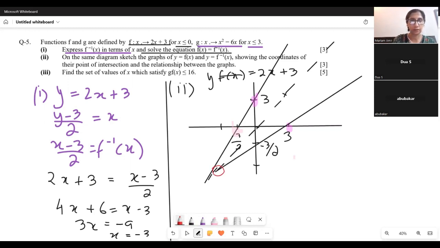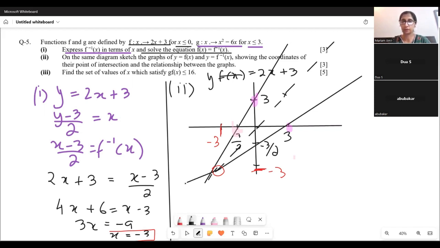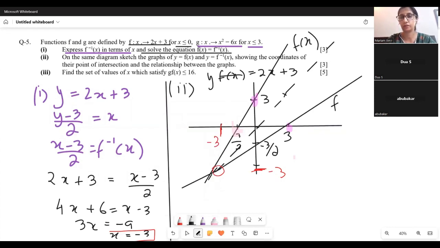Fx equals gx का हमारा क्या आंसर आया था? -3. So make sure the lines meet at -3. This would be -3 and this would be -3 as well. So show that the points meet at -3, -3, because they've already asked you to state where the two equations are equal. They were equal at x equals -3. Okay, so this is going to be the sketch for fx. Write fx here and f inverse of x. Okay, that's part 2.